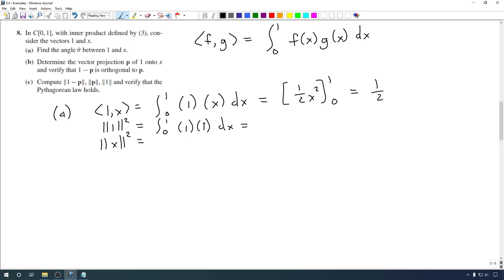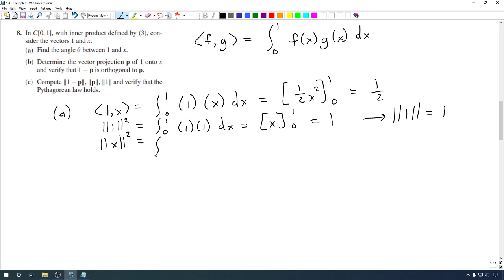What is the integral of 1? Well, it's just x. Evaluated from 0 to 1, which means we plug in 1, we get 1. We plug in 0, get 0. 1 minus 0 is a 1. Or in other words, the norm of 1, if we take the square root of that, we get 1.